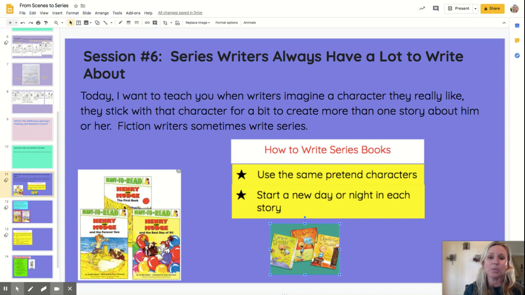Some examples of those series are Poppleton. I know we've been working on Poppleton. We have Henry and Mudge. And you may remember those No David books. You might even have one at home.